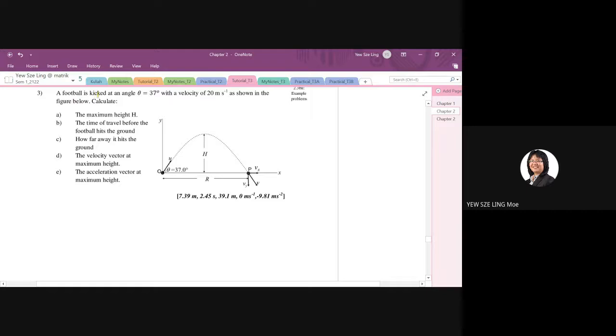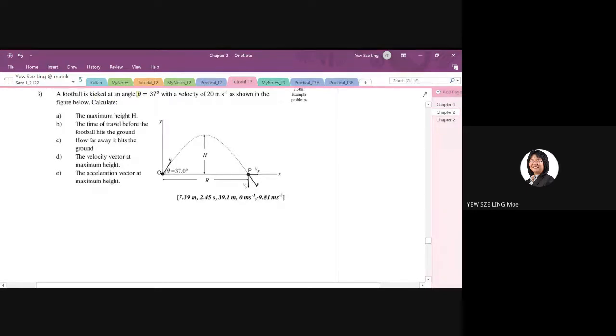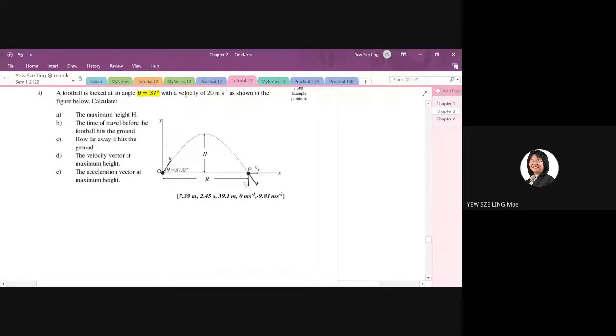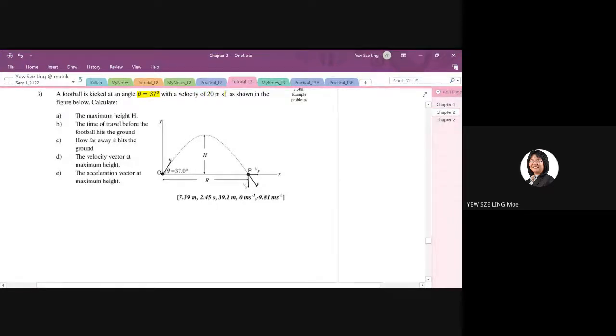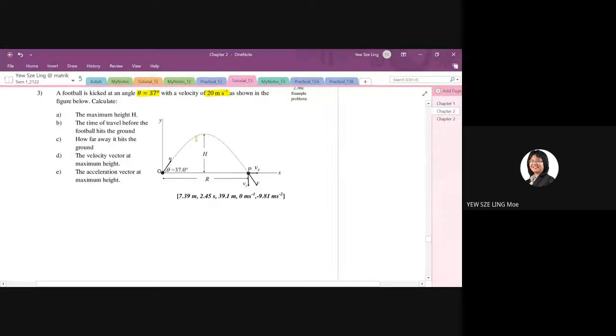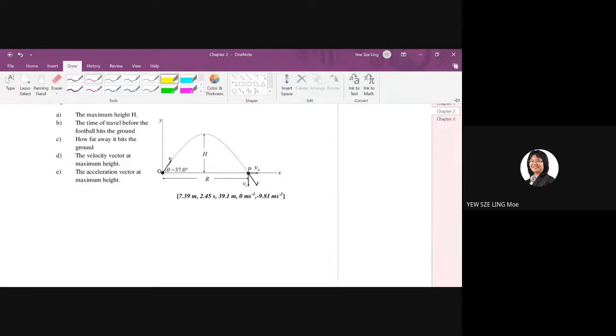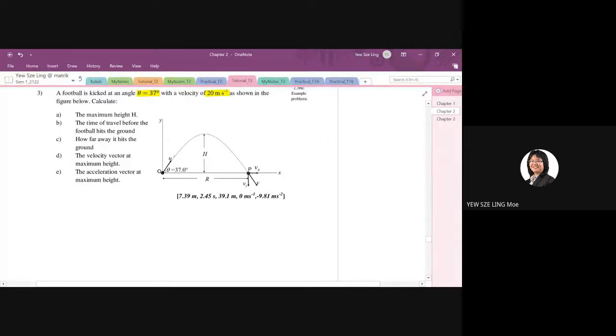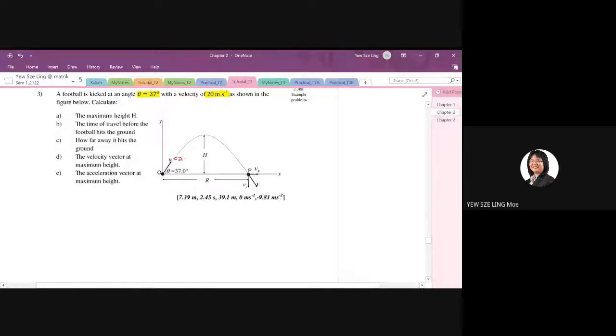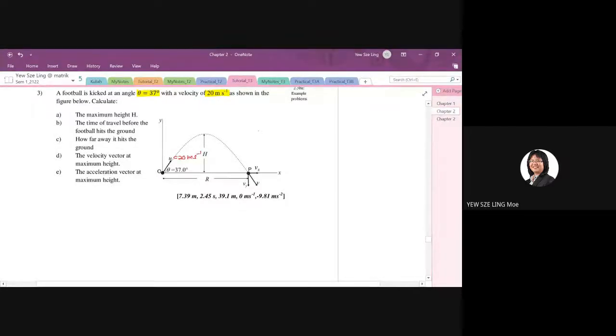A football is kicked at an angle theta equals 37 degrees with a velocity of 20 meters per second, as shown in the figure below. If you look at the diagram, we have u, and this u is equal to 20 meters per second, at 37 degrees above the horizontal. Now, calculate the maximum height.